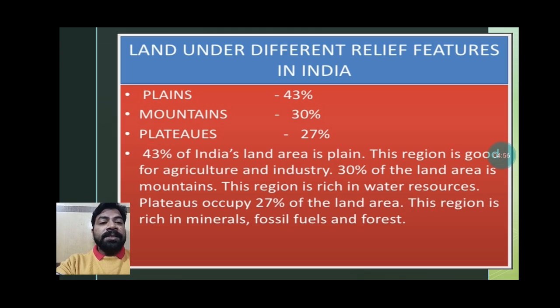30% of the land area is mountain. This region is rich in water resources. Plateaus occupy 27% of the land area. This region is rich in minerals, fossil fuels and forest.